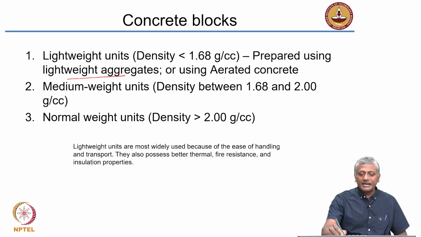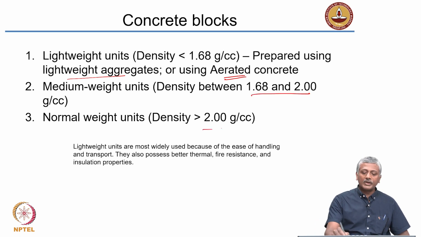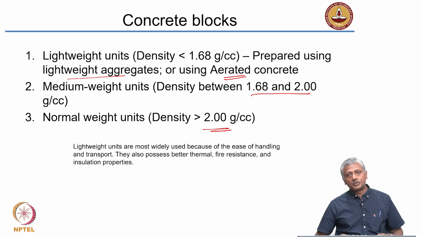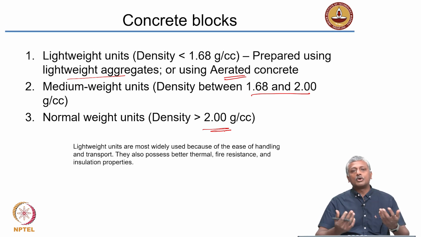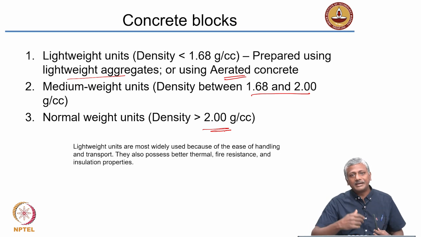Or you can put an air inside the concrete and call it aerated concrete block. Okay. Then you have medium weight units which are between 1.6 and 2 gram per cc, and normal weight units which are much more than 2 grams per cc. Now the lightweight units are not only easy to place and transport, they are also much better in terms of thermal properties and fire resistance, because again when you have a lot of porosity inside the concrete, it will reduce the amount of heat conduction. Whenever you put air inside materials, it reduces the heat conduction.